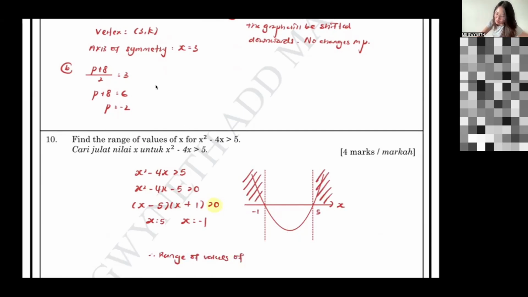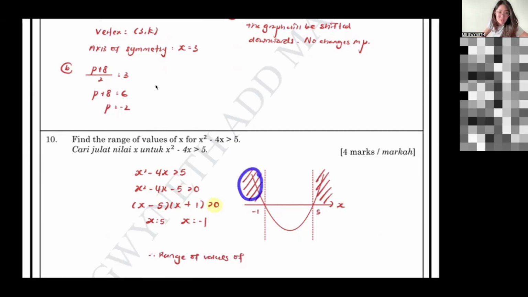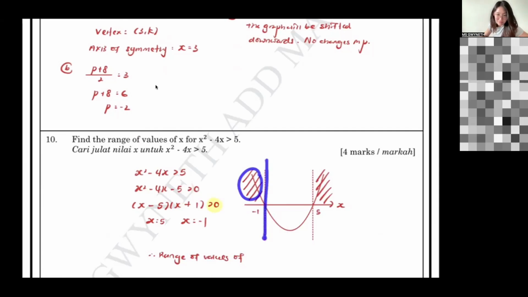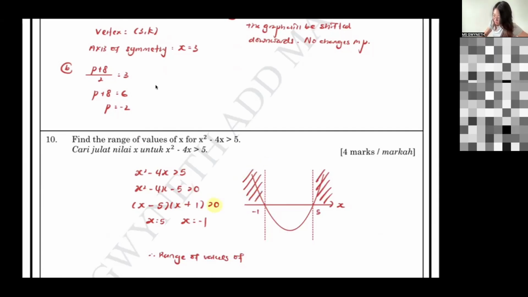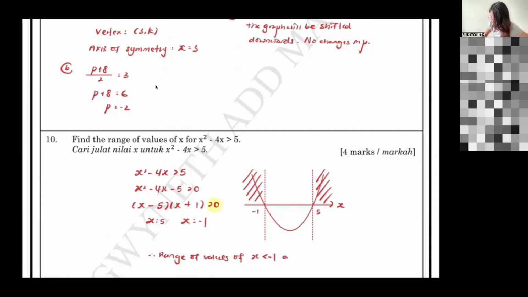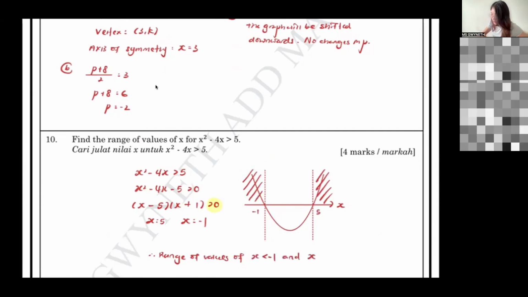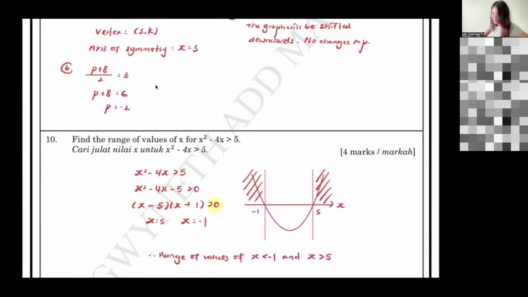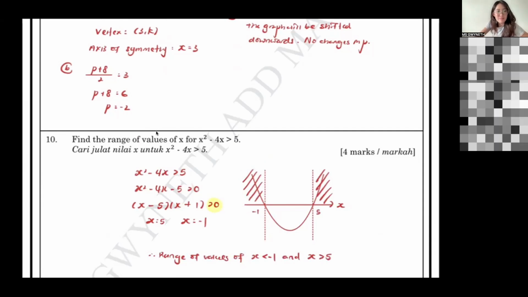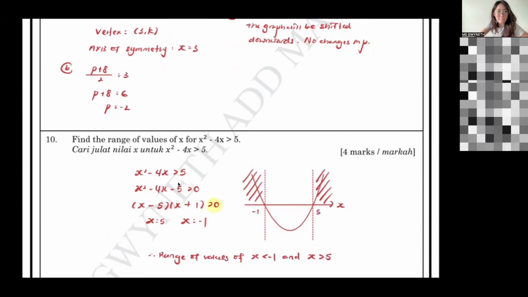All right, now how do you write this? Now you see, this shaded region is over here. It is on the left side of the -1 line, right? Left side means smaller. And the shaded region on the right side of 5, meaning greater than 5. 4 marks, easy.